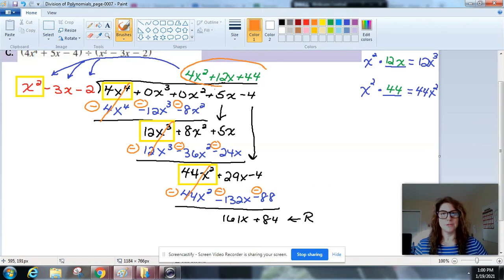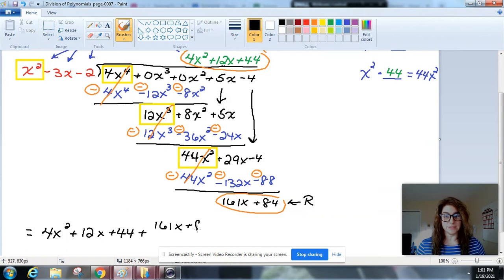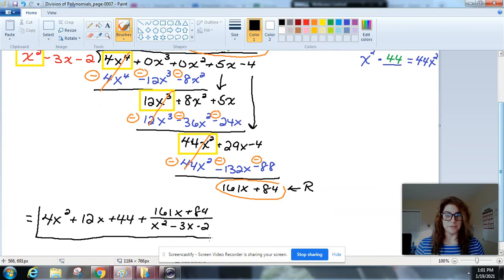We have our quotient up top here. We have a remainder down here. So our final answer is those together. So it is 4x squared plus 12x plus 44 plus your remainder. You're always going to add your remainder, and you take the remainder value, 161x plus 84, and you will divide it by your divisor, which should make sense because you're dividing by x squared minus 3x minus 2. So that has to be the denominator of our fractional remainder. And this is your final answer.